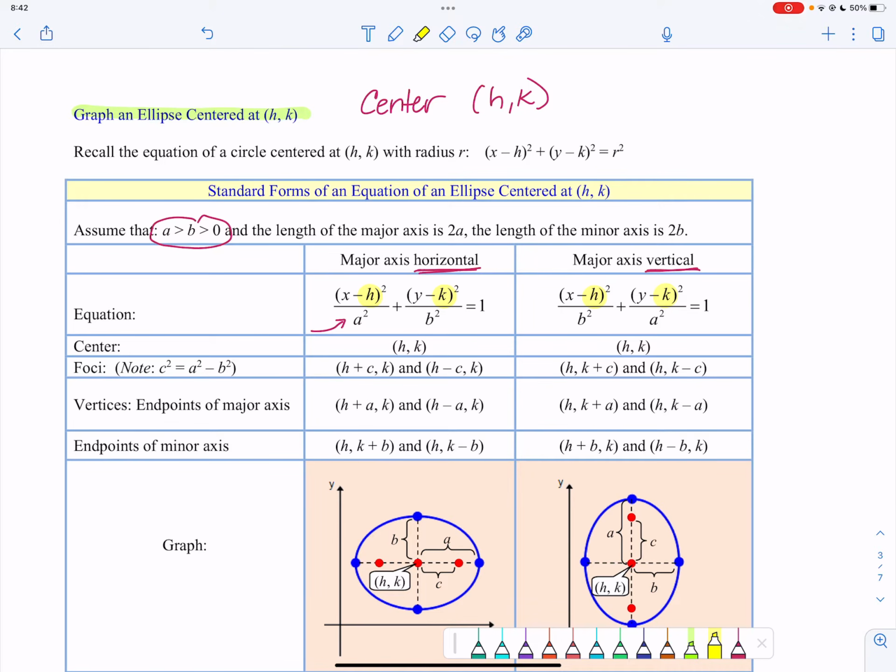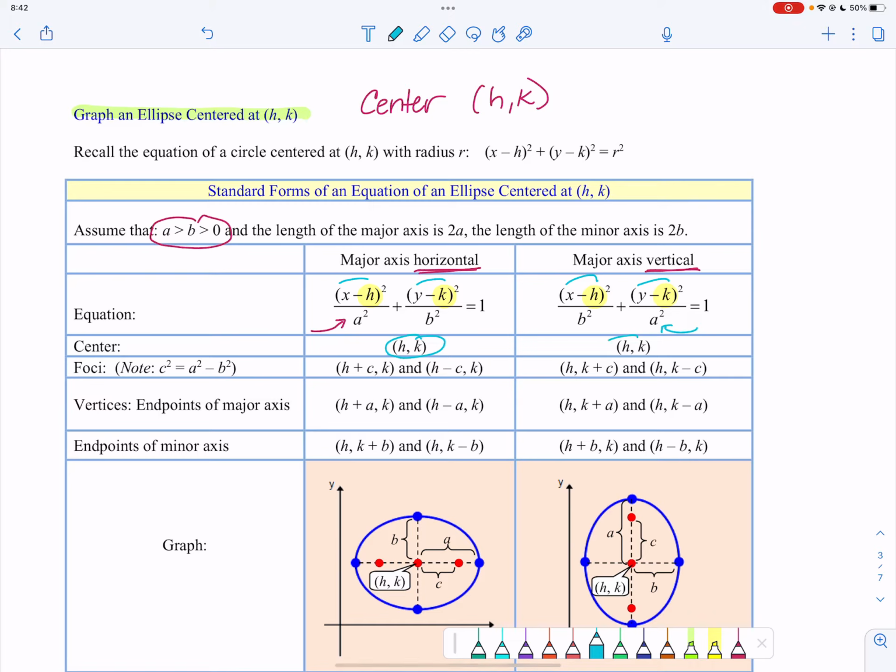So when a squared, when that larger number is under the x squared term, you can see that h and k are still in their correct place. So h is always that value after the minus sign under the x squared term. Okay, so if it's a positive, then it would be a negative. So as you can see, h is associated with the x and k with the y, and that happens on both of them. So it doesn't matter where a is located when it comes to the center of the ellipse.